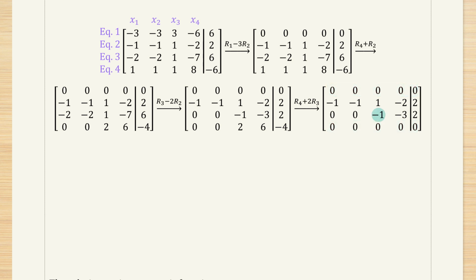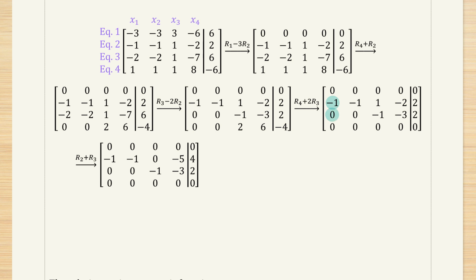We have a negative 1, which can be turned into a leading 1 in column 3. To get into reduced row echelon form, each column with a leading 1 has to have zeros everywhere else in that column. We have to cancel that 1. Row 2 plus row 3. Negative 1 plus 0 is negative 1, and similarly, negative 1 plus 0 is negative 1. Then we have 1 plus negative 1 is 0. Negative 2 plus negative 3 is negative 5. And 2 plus 2 is 4.